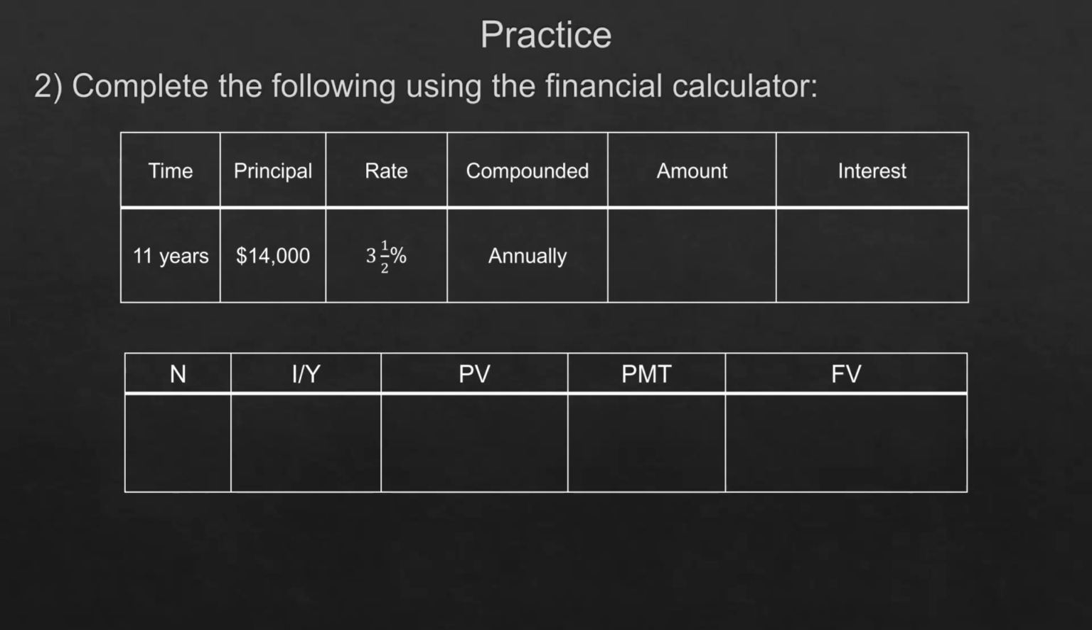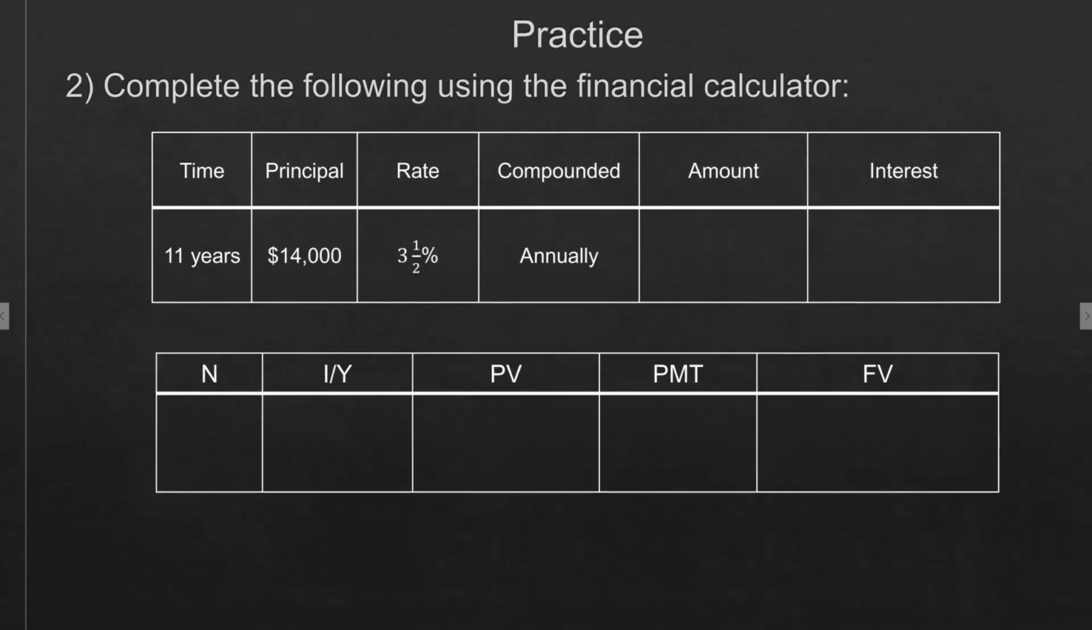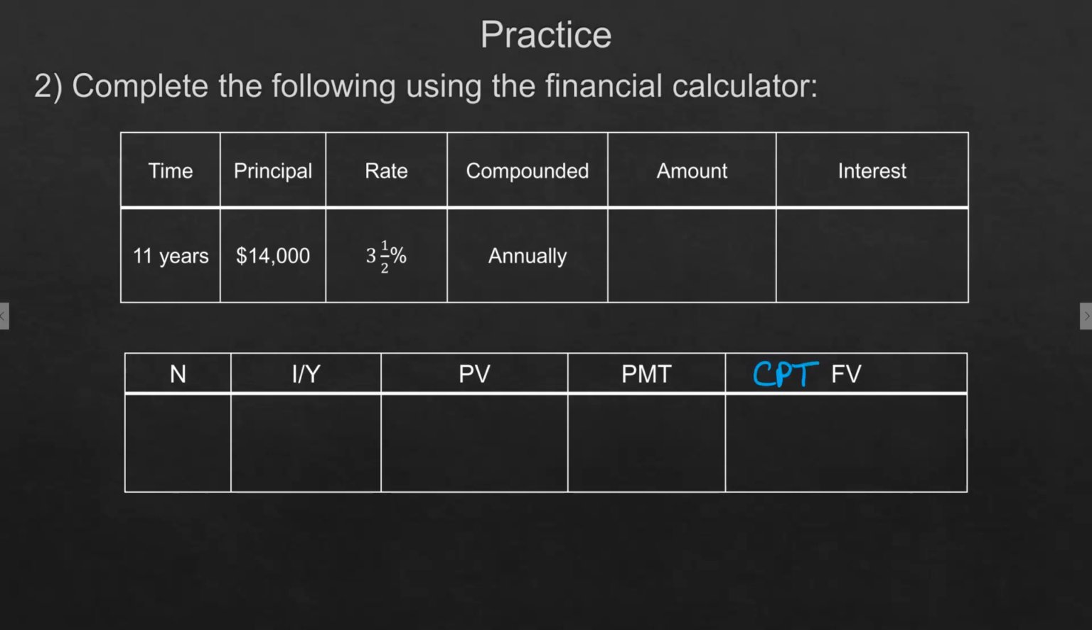Okay, so to get the amount and the interest, the amount is going to actually be the future value that we're going to compute, right? We're going to compute future value down here, and then we'll fill in the chart up above. So it is 11 years annually, so that's 11 times 1. Our interest rate is 3.5%, and that's 3.5 divided by 1. You can put the percent symbol on there if you want to, but your calculator knows that, so it's not necessary to put that on the calculator at all.